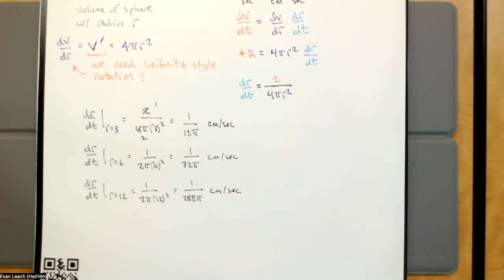We also notice that if we double the radius, it cuts the rate by a quarter, because it's inversely proportional to the square of the radius. So if we multiply the radius by 2, we multiply the rate by a quarter.